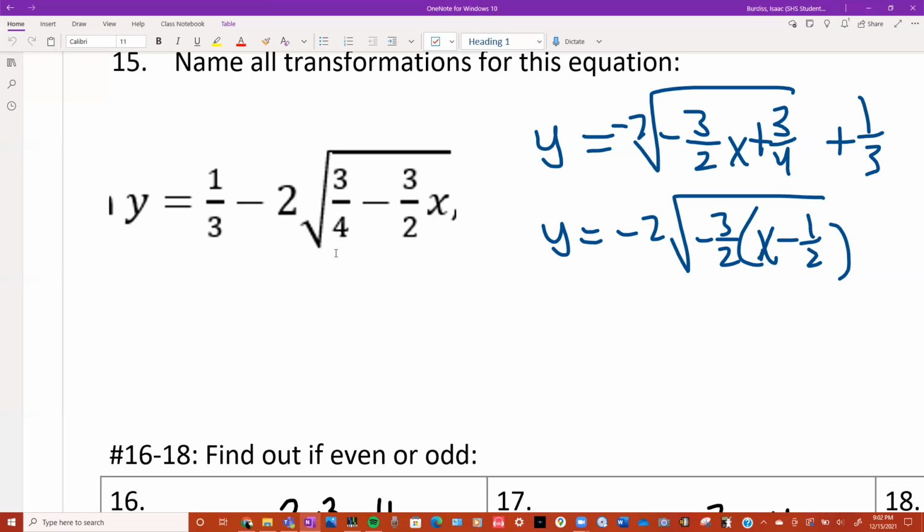I mean, obviously that's not the transformations. And then, so there you go. Now we have it in standard transformation form. And if you ever think you do it wrong, just multiply back out and see if it ends up being the same thing.